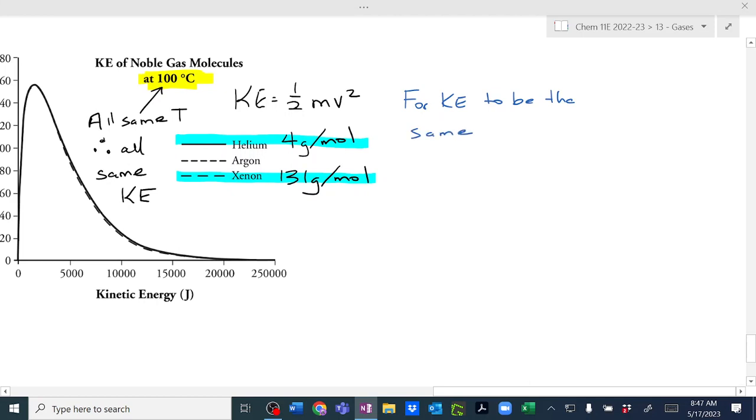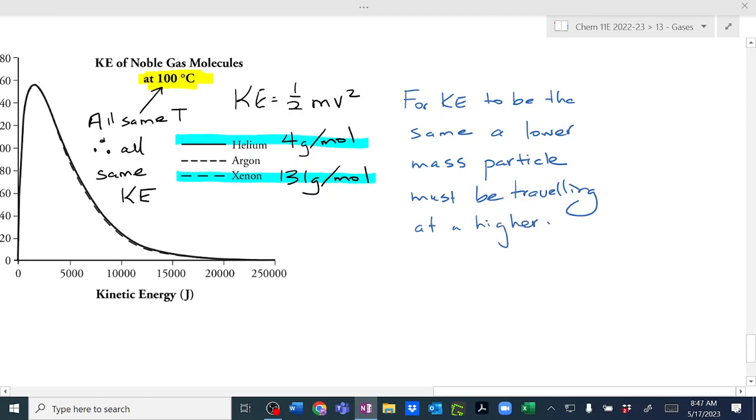For the kinetic energy to be the same, a lower mass particle must be traveling at a higher velocity. A higher mass particle must be traveling at a lower velocity.